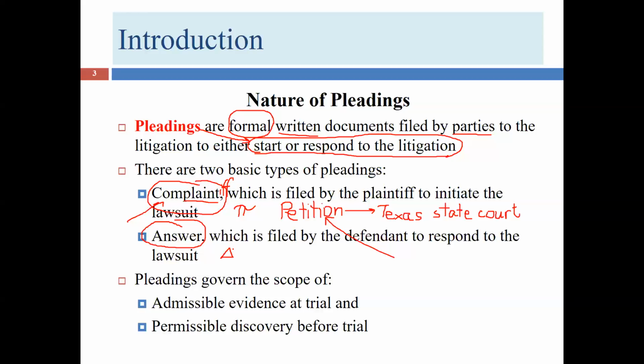But of course, if you're practicing in a different jurisdiction, you'll want to think through and figure out what those particular names might be for those documents in that particular court. So what is the significance of pleadings? Well, they're hugely, hugely important.